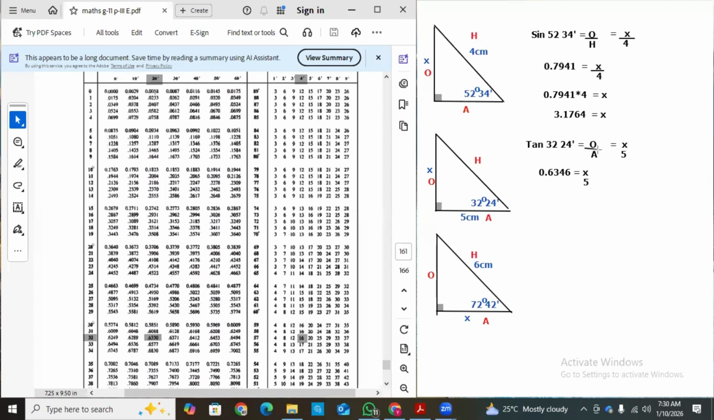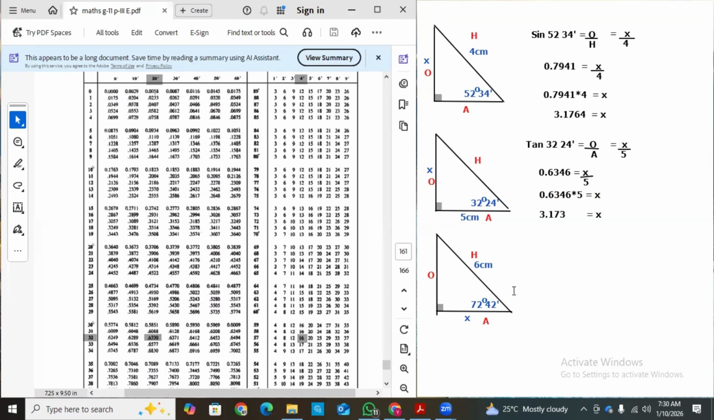Okay, done. So now this division 5 is on the other side, there will be multiplication 5. So here it's 0.6346 into 5. That's it, equals x. And now if you multiply, we're getting the result as 3.173. So here the x value. That's it. And now the last.